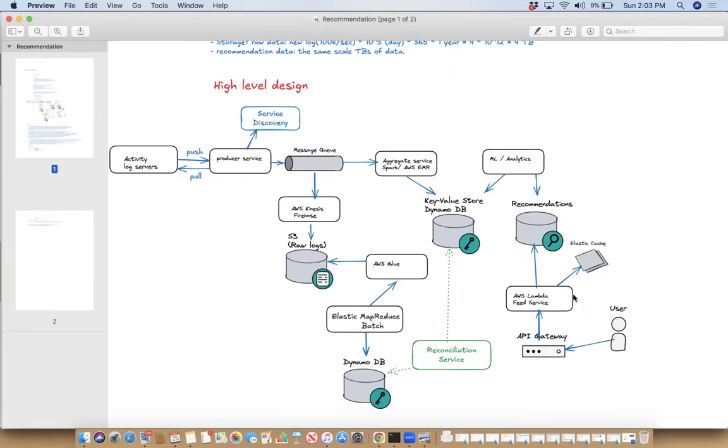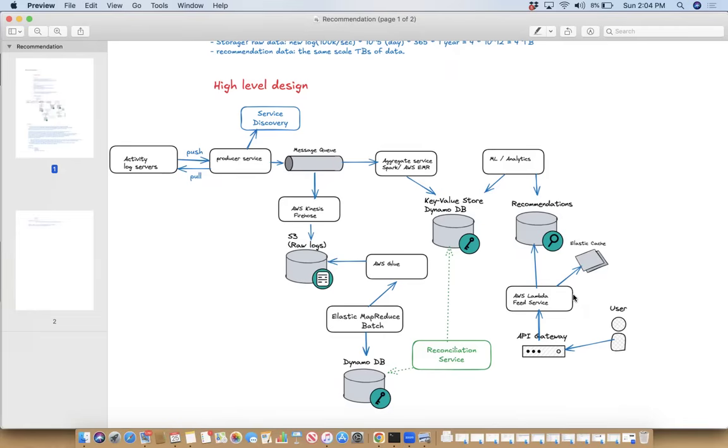And then this service could be an AWS service like Kinesis Firehose, reading from this queue and writing it into S3, and then we have AWS Glue, which works on this data, puts some kind of schema on top of it, and makes it available for an Elastic MapReduce batch job to process this data and create, let's say, a list of recommendations, okay? And save it in a DynamoDB.